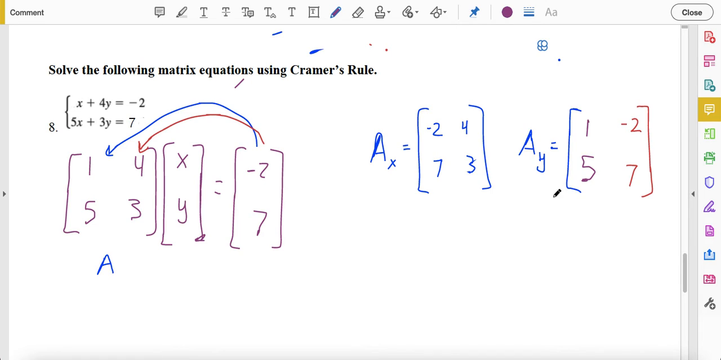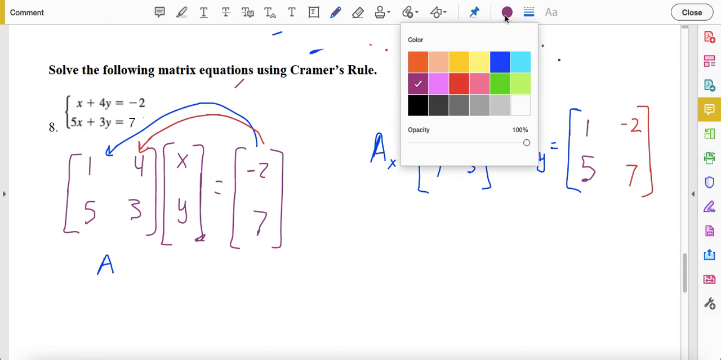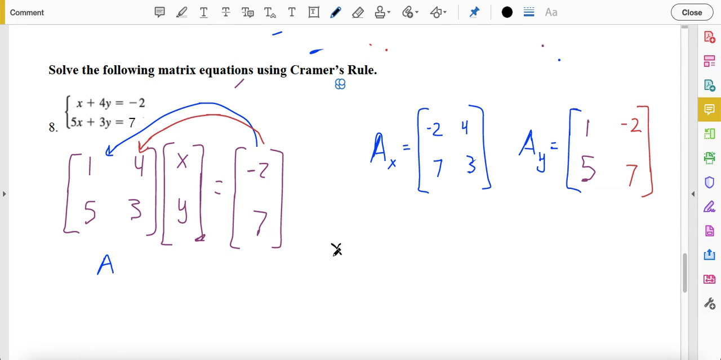All right. So to find what x and y are equal to, it's this formula that we need to follow. So x is going to be equal to the determinant of the AX matrix over the determinant of the original A matrix, which is our coefficient matrix. Y is going to equal, same pattern, the determinant of the AY matrix over the determinant of the original coefficient matrix. So this is using Cramer's rule.